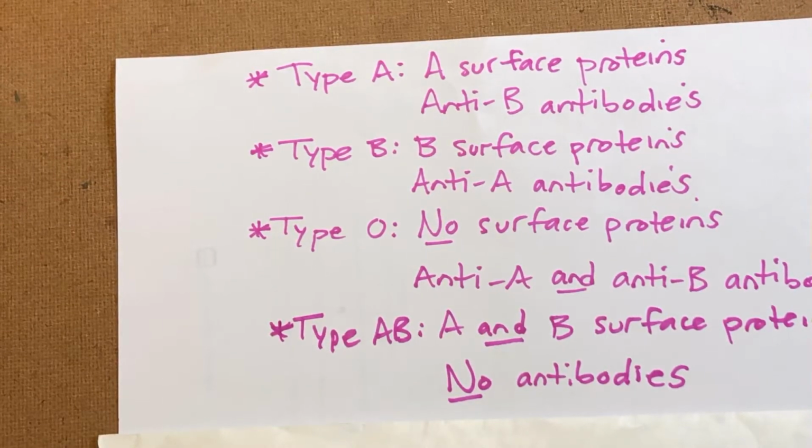If someone has type A blood and you add anti-A antibodies to it, the anti-A antibodies are going to react with the A red blood cells and cause the red blood cells to clump up. And you're going to be able to see that reaction as we mix the chemicals together. If someone has type B blood and you add anti-B antibodies to it, then the anti-B antibodies will destroy the type B blood cells and cause them to clump up.